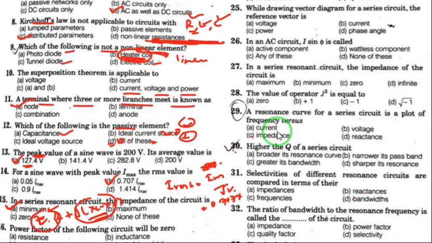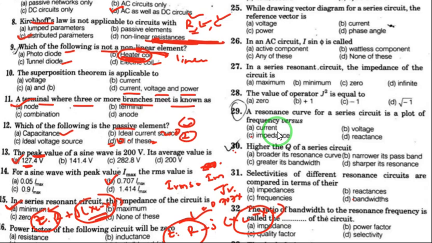Again I am repeating, see here, in a resonant circuit what happens? The impedance of the circuit is minimum. Why? Because Z is equal to R plus j into XL minus XC, no? Here inductive reactance is equal to capacitive reactance. Therefore this becomes 0, so impedance becomes only resistance. That is why impedance is minimum in this case.